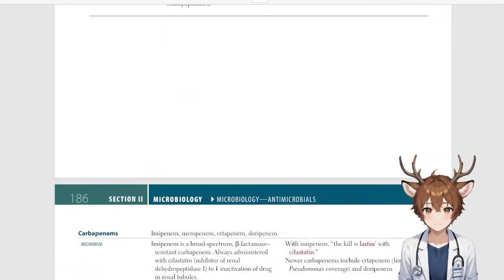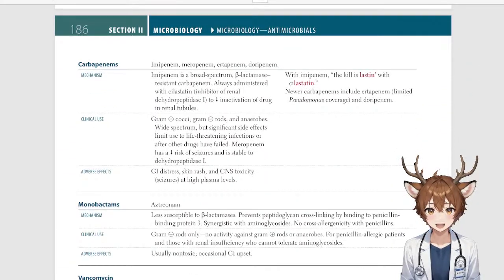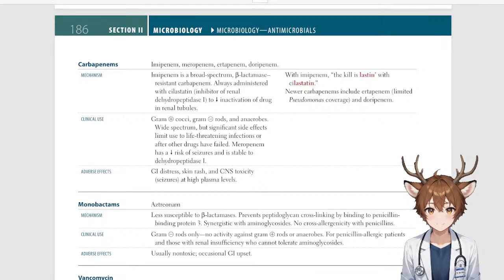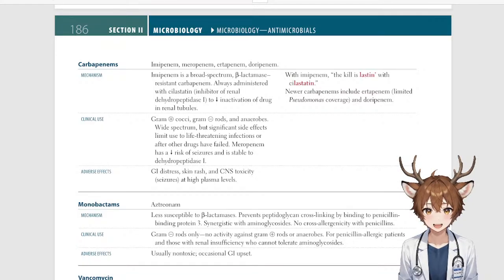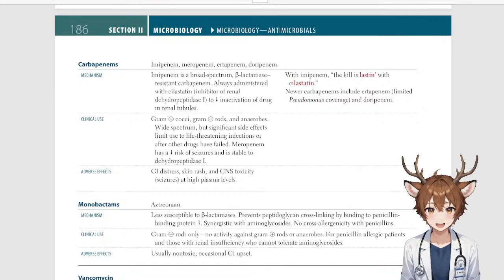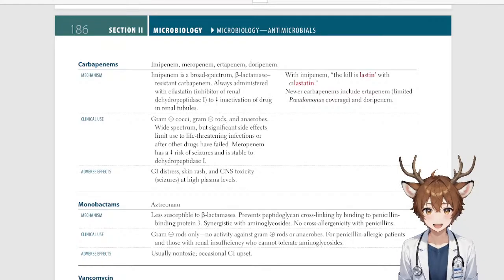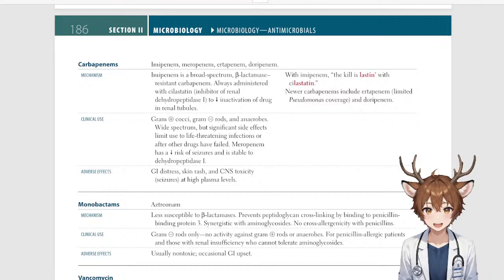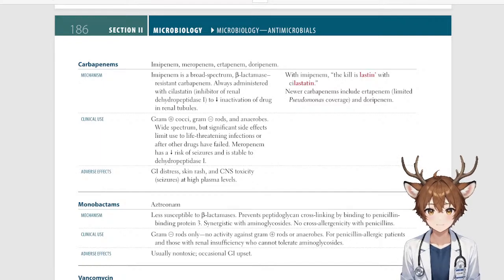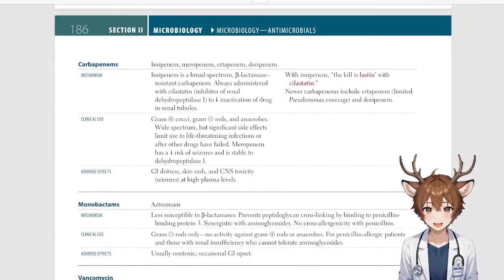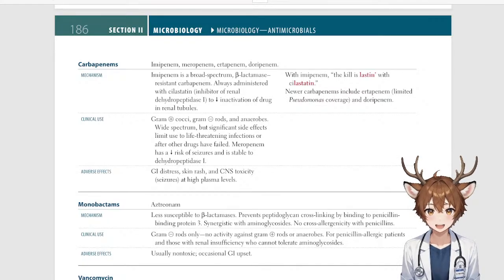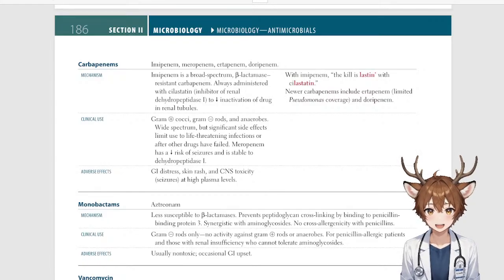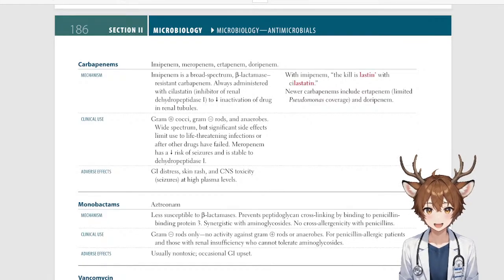So now we're in carbapenems. Carbapenems: we have imipenem, meropenem, ertapenem. The mechanism: imipenem is a broad-spectrum beta-lactamase-resistant carbapenem. It binds penicillin-binding proteins, leading to inhibition of cell wall synthesis and cell death. Always administered with cilastatin, an inhibitor of renal dihydropeptidase 1, to decrease inactivation of the drug in renal tubules. With imipenem, the kill is enhanced with cilastatin. Unlike other carbapenems, ertapenem is not active against Pseudomonas.